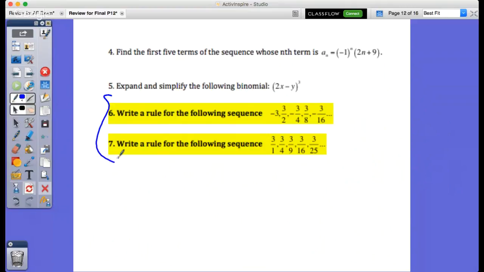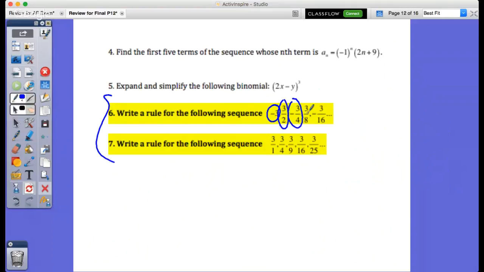So as I look at this, from -3 to 3/2 to -3/4 to 3/8 to -3/16, am I adding by something in common? No. I'm multiplying, right, by -1/2, from one term to the next. And if it goes negative, positive, that's something you can keep in mind: if I'm adding or subtracting, it's not going to go back and forth, but if I multiply by a negative number, it could. So -3 times what is 3/2? -1/2.